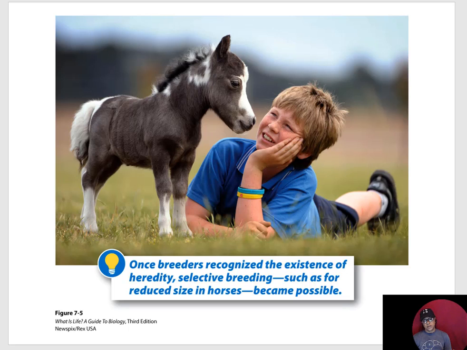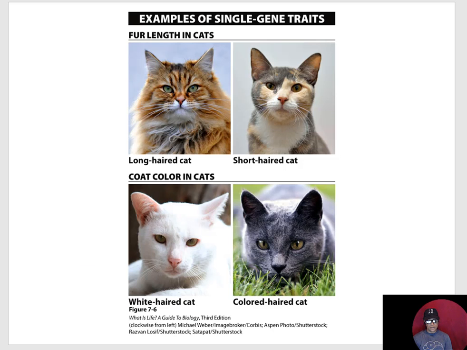So once breeders actually recognized the existence of heredity, selective breeding began. Selective breeding, such as for reduced size in horses, became possible, and as you can see here by this miniature horse. And so we learned that we can control the phenotypes of other organisms. Here we're looking at some examples of phenotypic control that we have asserted on other organisms.